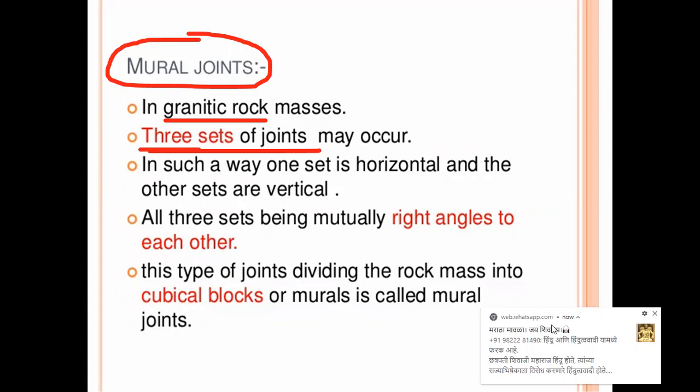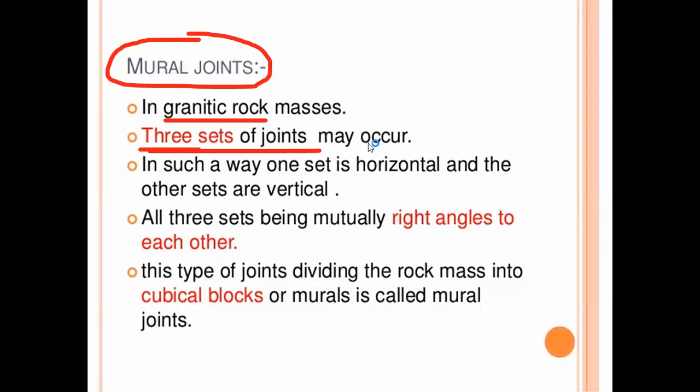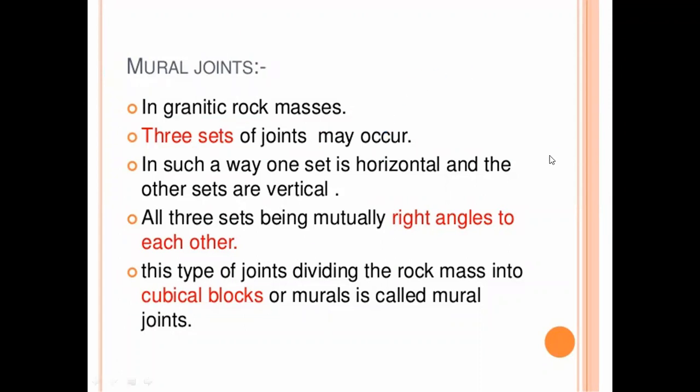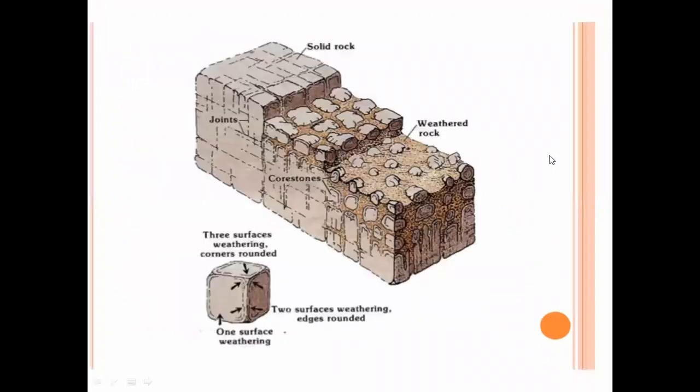Now, due to these three sets, the rock is divided into cubical blocks. Cubic blocks are formed. Now, how does it happen? Just wait, I will show you.